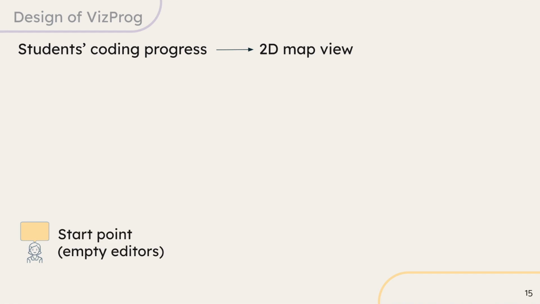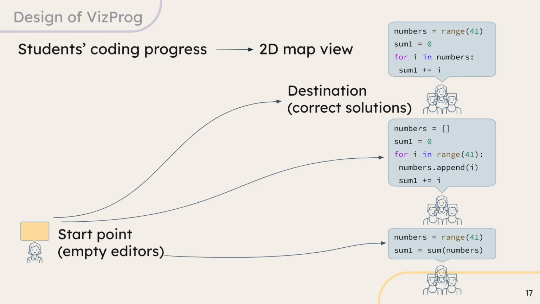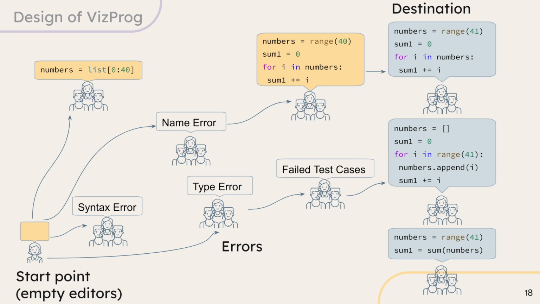On the 2D map, there is a start point where students have empty editors, and there's the destination where all the correct solutions are. As students work toward a final solution, instructors can see the paths in between. For example, students can start from the bottom left corner, moving toward the right side of the map, where the correct solutions are. While they're working toward a final solution, students who have similar errors will be close on the map. Some students will be very close to the right side of the map, only needing minor changes, while some students are at the far left side, having no clue how to begin.